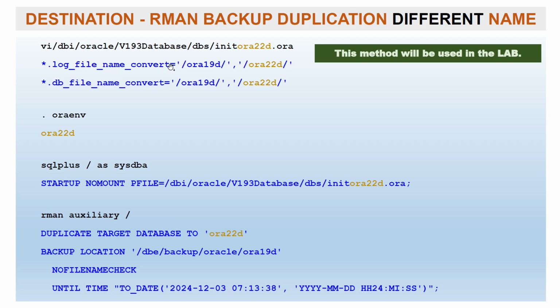What these parameters say is that if the log files are present in this directory, they will be redirected to this directory, and if the data files are present in this directory, they will be redirected to this particular directory.